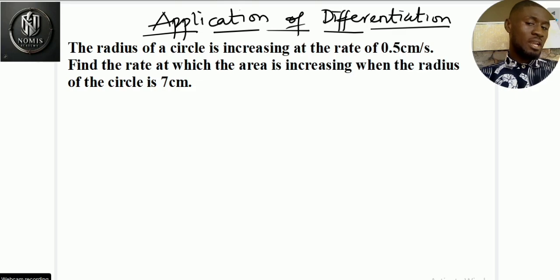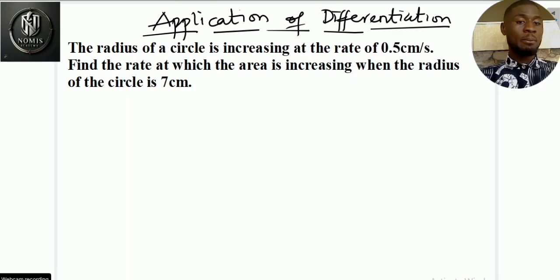So, a question like: the radius of a circle is increasing at the rate of 0.5 centimeter per second. Find the rate at which the area is increasing when the radius of the circle is 7 centimeter.